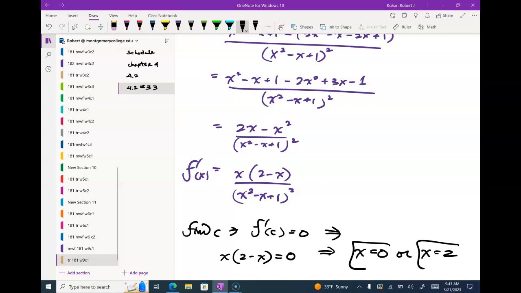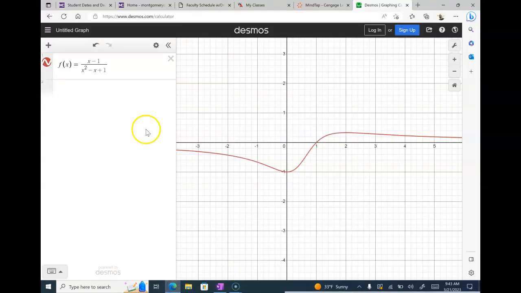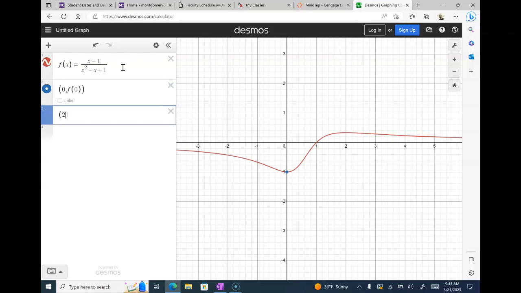And then I want to use the original function to get the point on the actual curve. With Desmos, it's kind of sweet. I can just say 0 comma f of 0, and it will give me that point. You see that's the low point on the curve, and I want to find 2 comma f of 2. Of course, you'll actually find the value of it, but for now, we can just see that's the low point and the high point, right? Does that make sense?